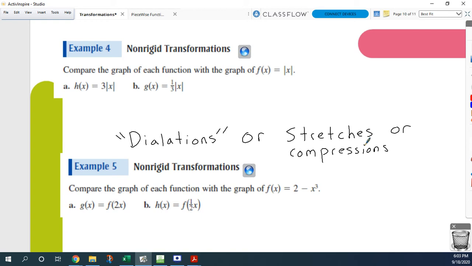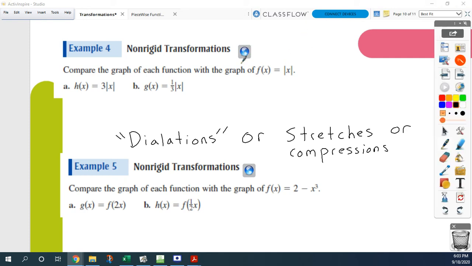So notice that here, my starting graph or my parent graph is going to be the absolute value of x. And so on the outside, I have two different examples. I have one where I've multiplied by a 3, and I have one where I've multiplied by a 1/3. So basically, we're going to dilate our graph by 3 and by a factor of 1/3. And so let's look at what that does to my graph.